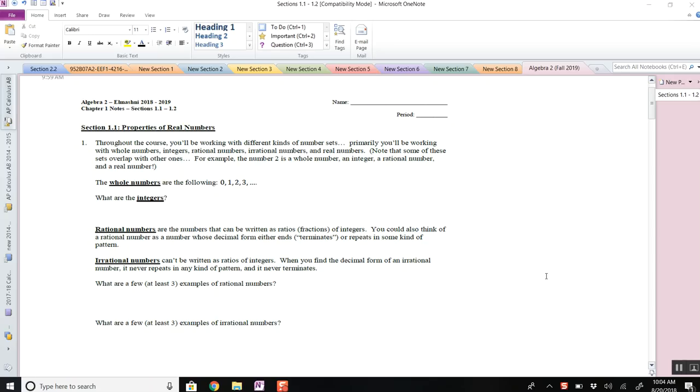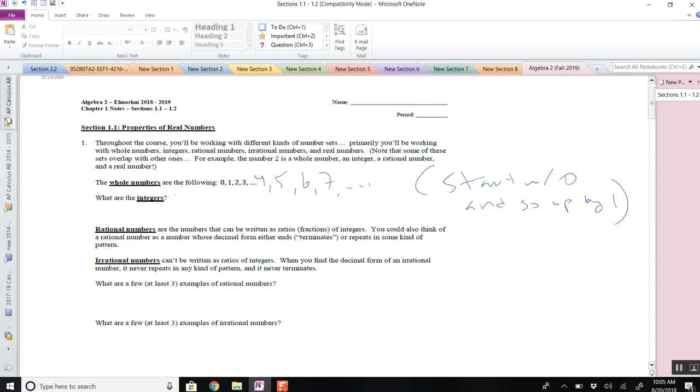Let's actually talk about section 1.1, properties of real numbers. If we read here, throughout the course, we'll work with different kinds of number sets. Primarily, we'll be working with whole numbers, integers, rational numbers, irrational numbers, and real numbers. Note that some of these sets overlap with other ones. Let's talk about what whole numbers are. Whole numbers are the following: 0, 1, 2, 3, 4, 5, 6, 7, and so forth. They always start with 0, and you go up by 1. That's all that's happening there.